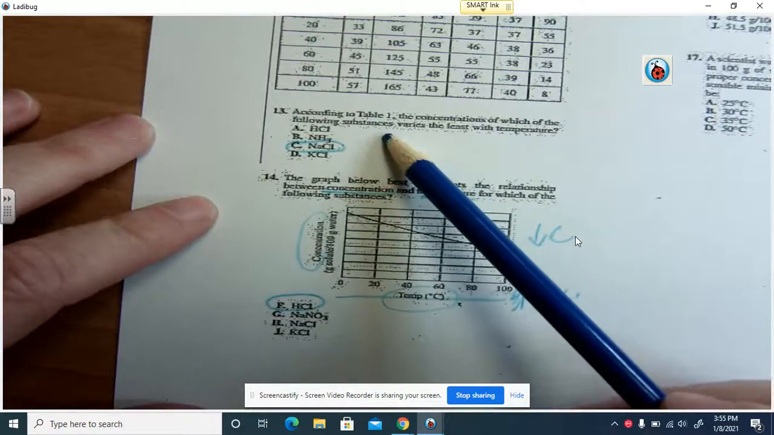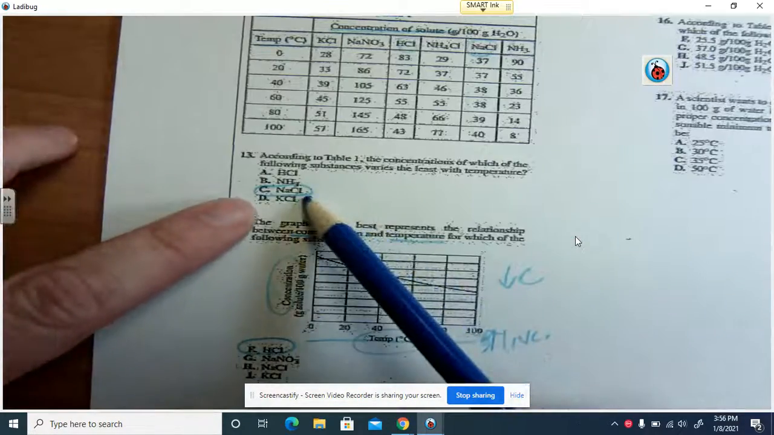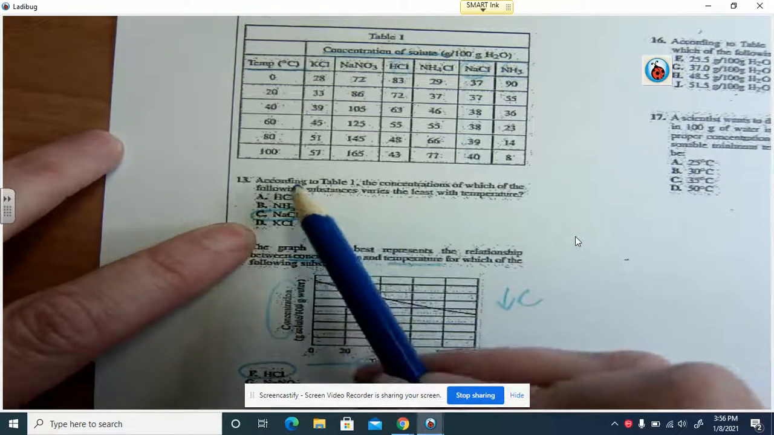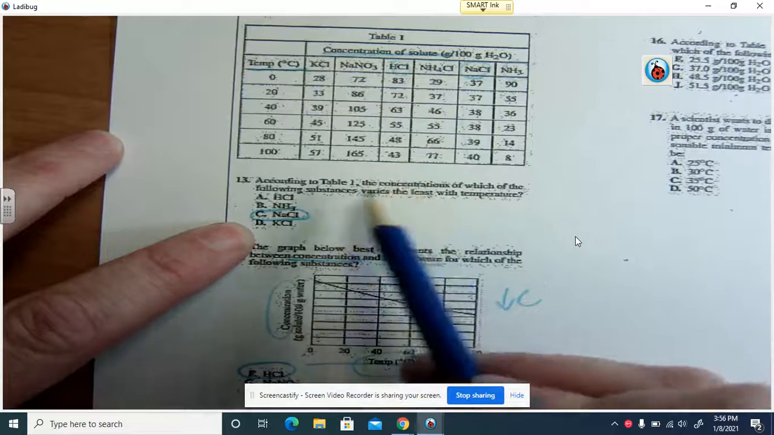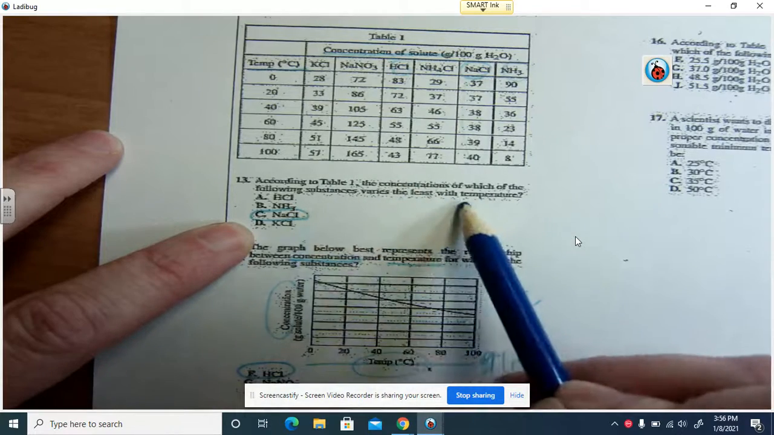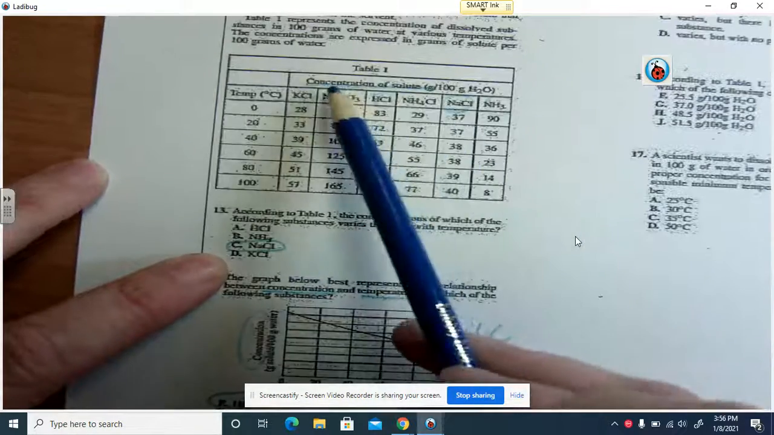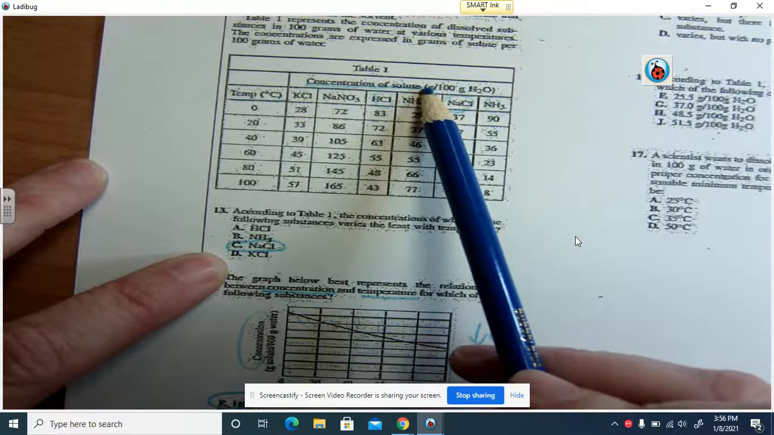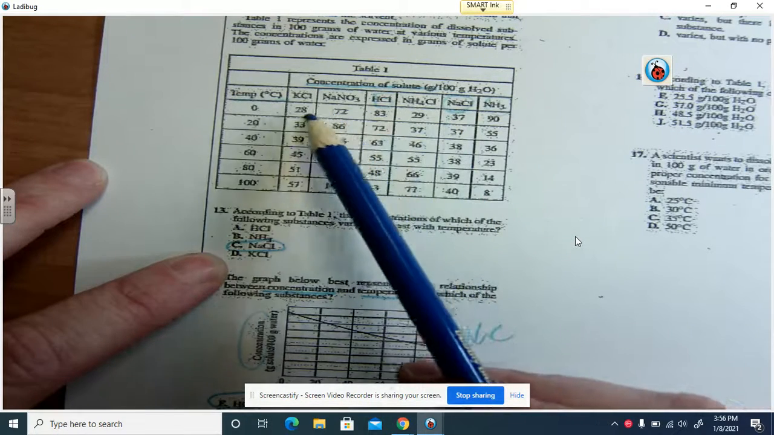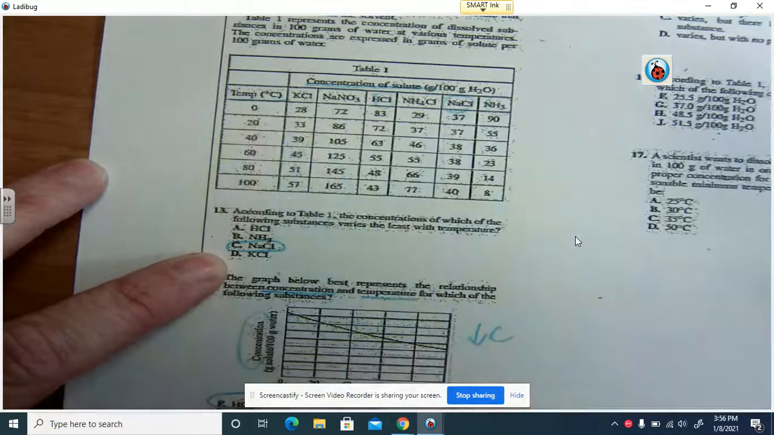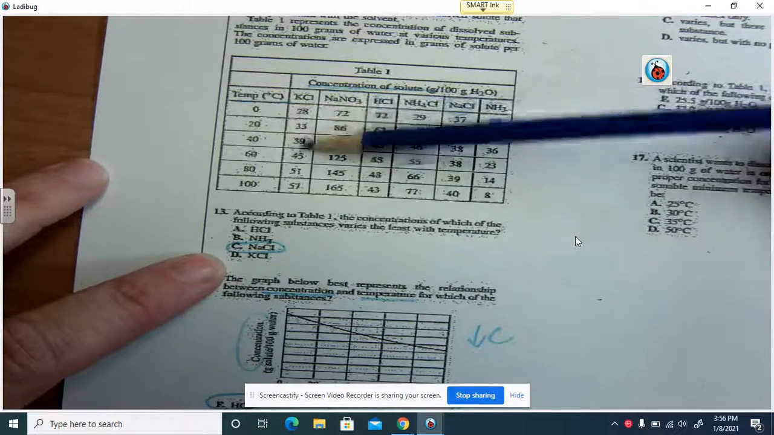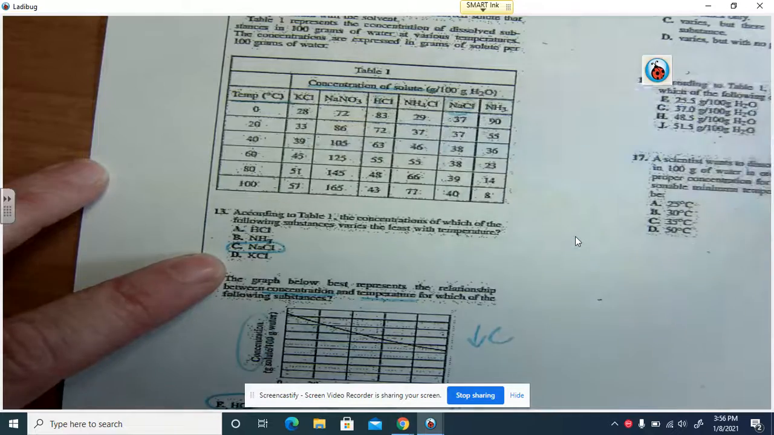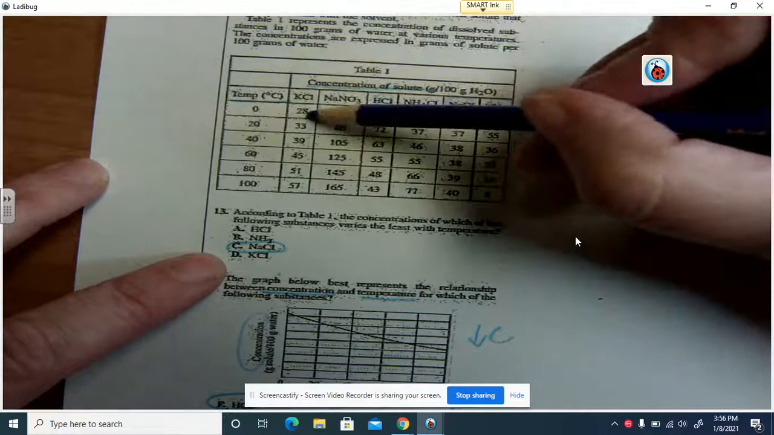On number 13, the best answer here would have been NaCl. It says, according to Table 1, the concentrations of which of the following varies the least with temperature. So you're looking at concentrations, and as the temperature changes, you're looking for the least amount of change in the concentration. You just got to look for the least amount of range, okay?